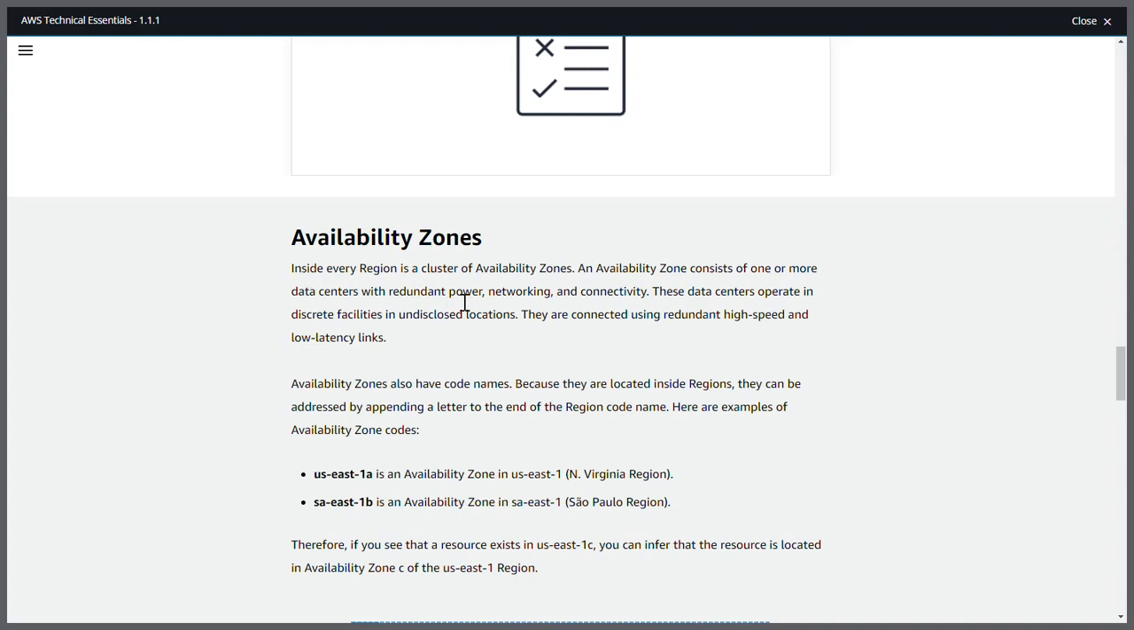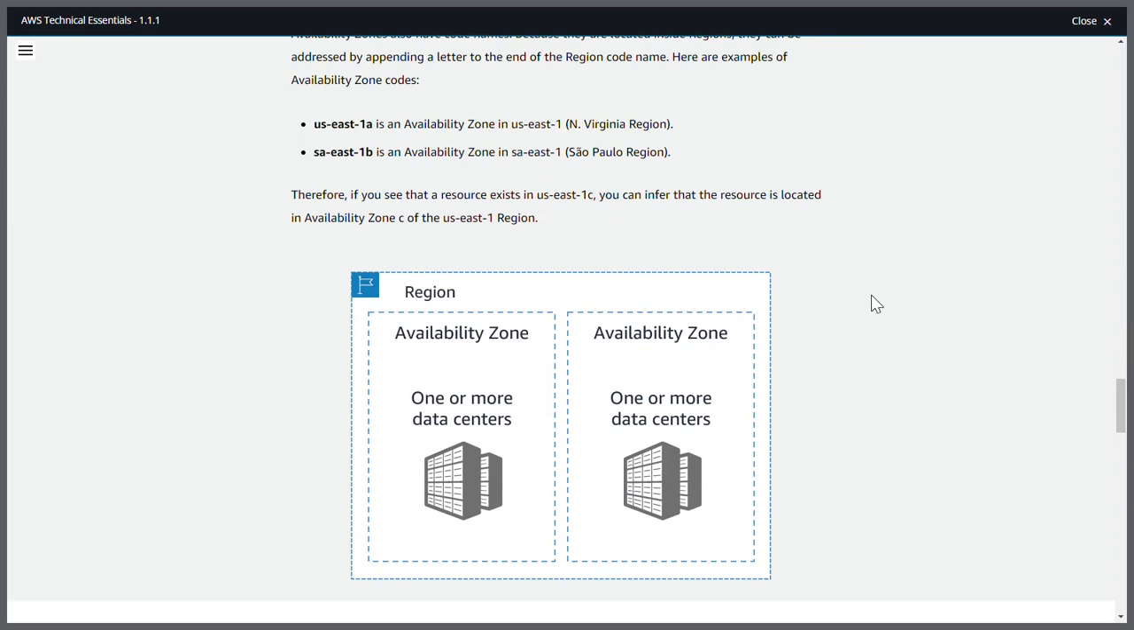Inside every region is a cluster of AZs, and an AZ consists of one or more data centers with redundant power, networking, and connectivity. They are connected using redundant high speed and low latency links. And see, this is what I was talking about. There's one region, and one region will have at least two AZs, and each AZ will have one or more data centers.